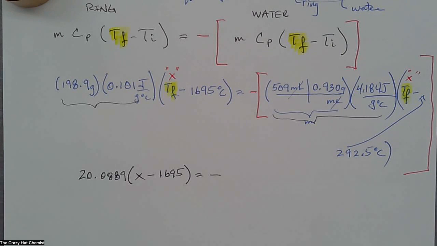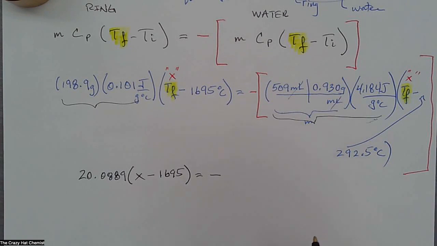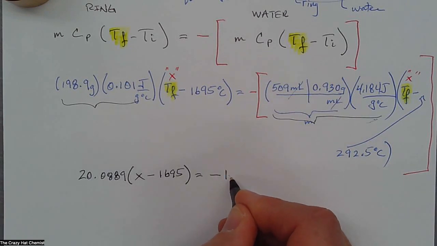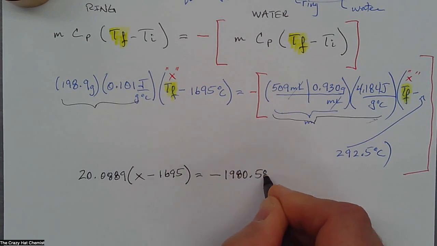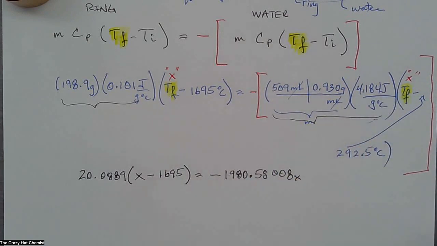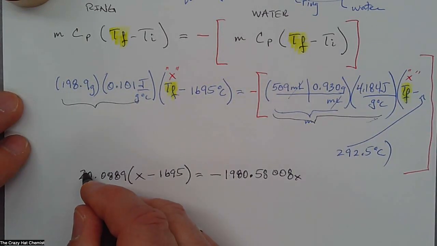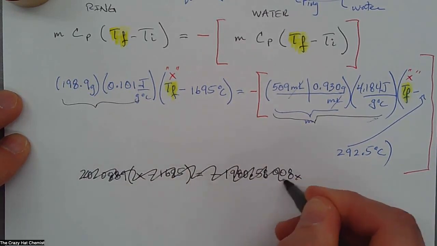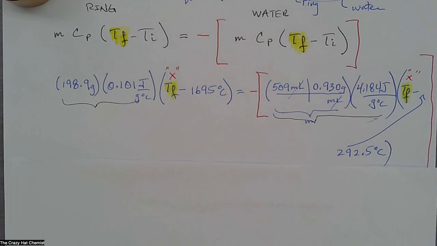Negative. And what we're going to do is distribute. So we're going to multiply this and distribute out that negative sign. 1,980.58008X. Oh, wait. I apologize. I'm going to rewrite this because I've made a little bit of an error. So I'm going to cover that up. Let me try that again. I apologize. Here we go. Let's try this again here, folks.